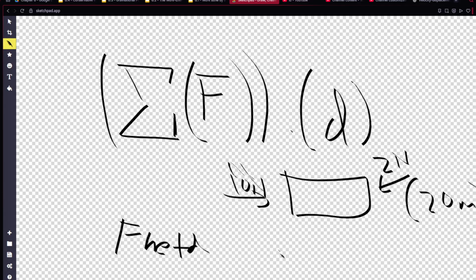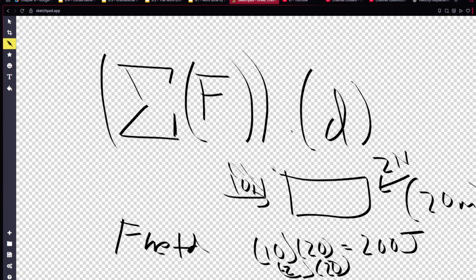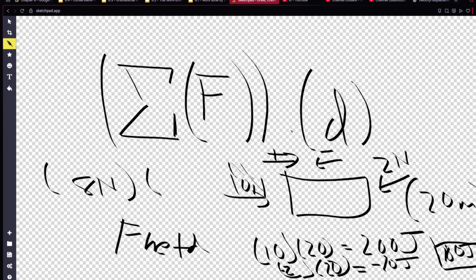So the 10 newton force would be 10 times 20, which is 200 joules, because joules is newtons times meters. Then backwards would be 2 times 20, and it'll be negative because if we consider this as positive force, then this would have to be negative force. That's negative 40 joules, so we did a total of 160 joules. We can also just subtract the forces, giving us a total of 8 newtons times 20, which is 160. I did the math wrong at first, but thank goodness I was able to correct it.